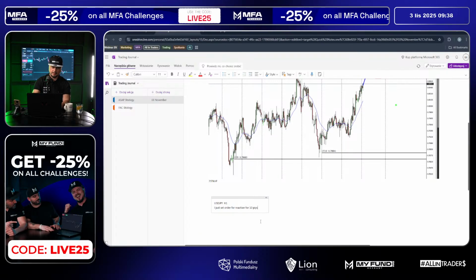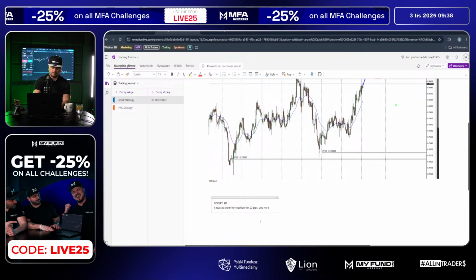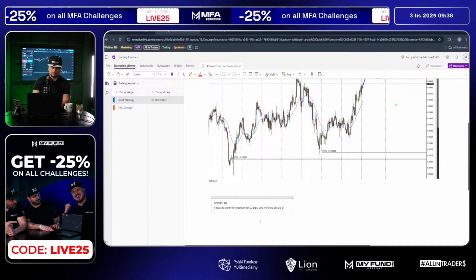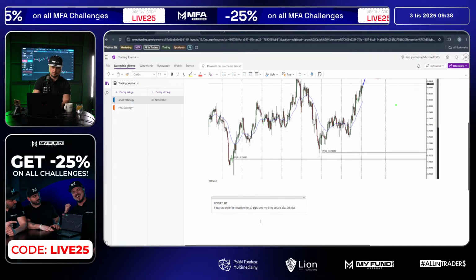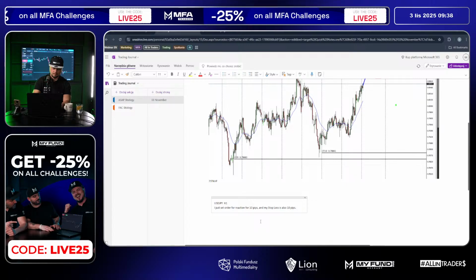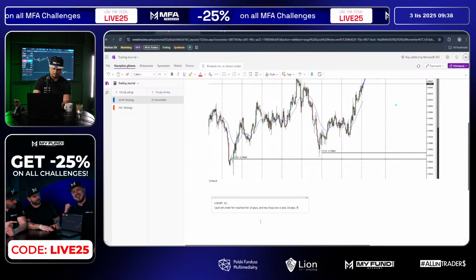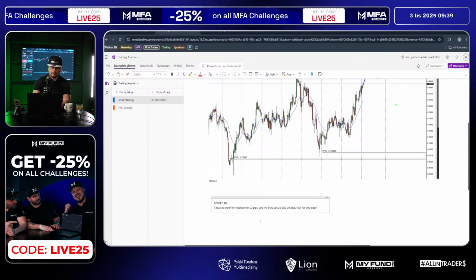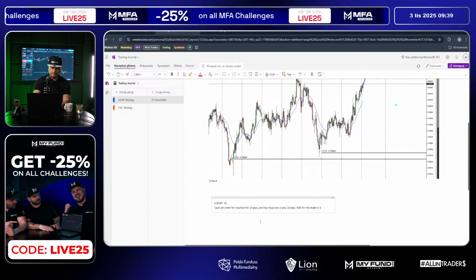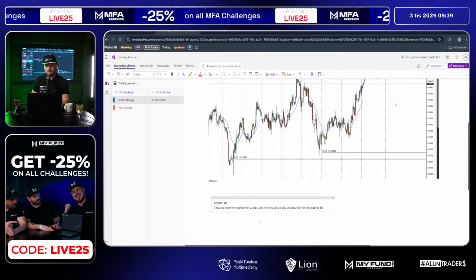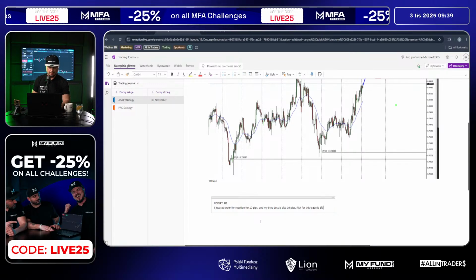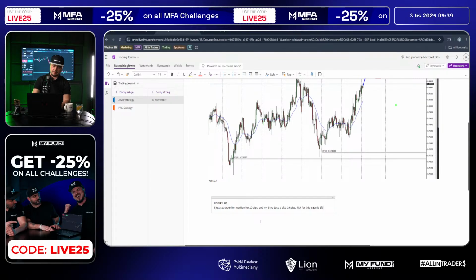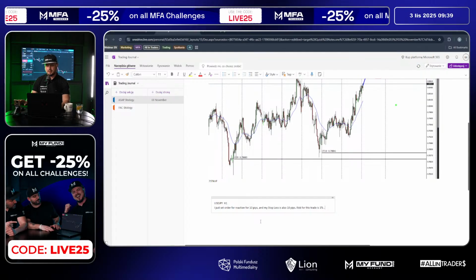For 10 pips. Risk for this trade is 1%. I just set order for reaction for 10 pips, and my stop loss is also 10 pips. Risk for this trade is 1%.